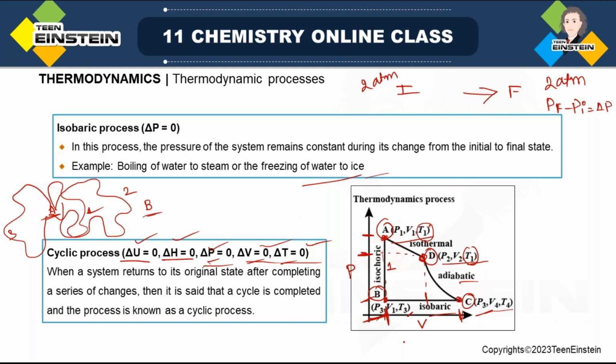So A to B isochoric, volume fixed; B to C, pressure fixed; C to D, no heat change; D to A, no temperature change. Different operations you have done, but ultimately you have reached A. So if it is so, it will be a cyclic process. That is, the net change in P, V and T, everything is 0.